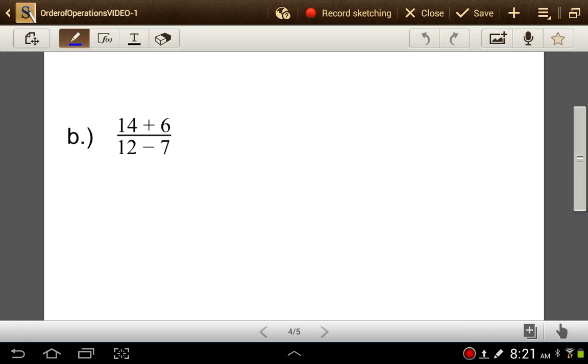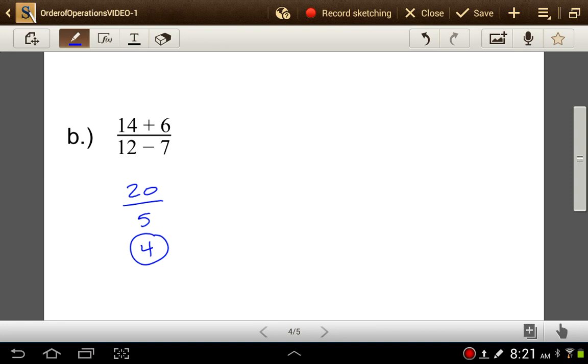All right, example B, we're still evaluating the expression. Here's a fraction bar. A fraction bar stands for division, and it's also a grouping symbol. So I'm going to do everything in the numerator first, everything in the denominator, then I will divide. It'll be my last step. So 14 plus 6 is 20, so that would be 20 on my fraction bar, divided by 12 minus 7 is 5. 20 divided by 5 equals 4, so my final answer is 4.